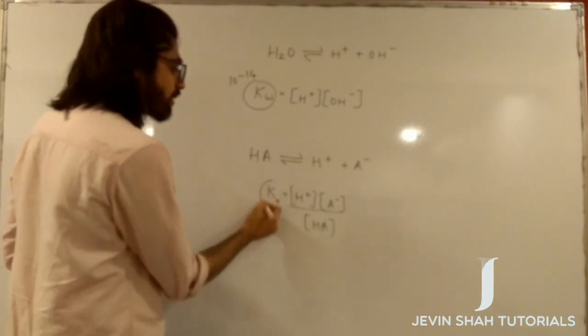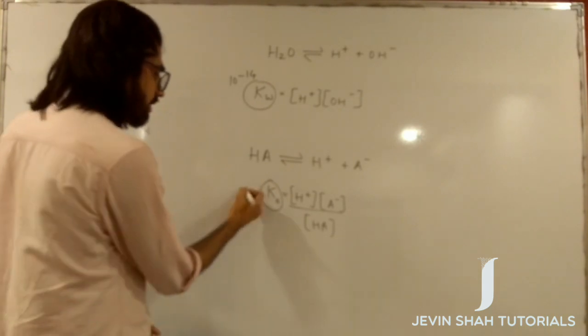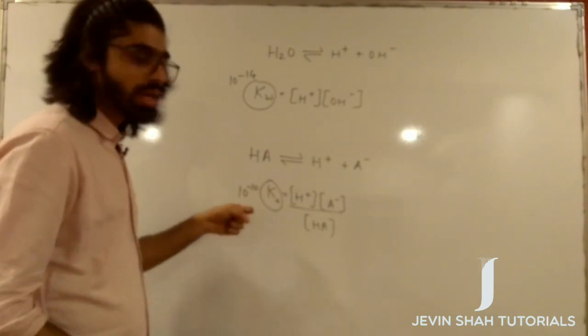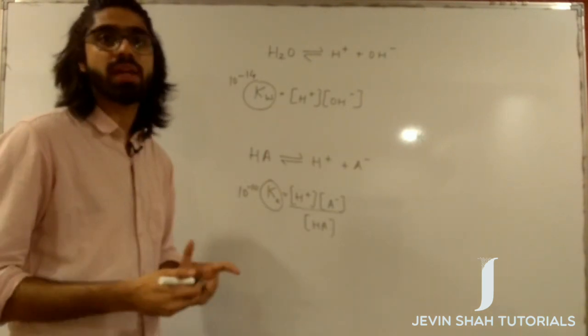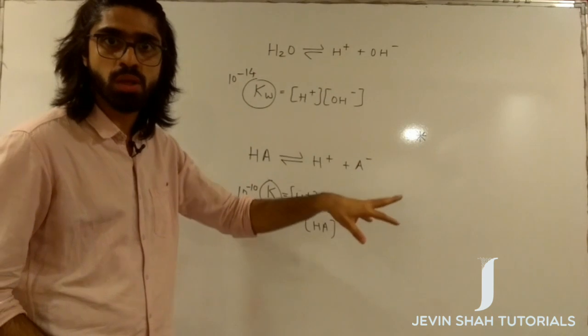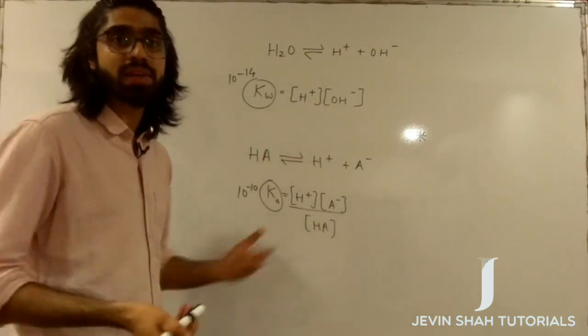And if the Ka value is fixed at something, just randomly take 10 power minus 10, for this acid, then the Ka value will remain 10 power minus 10 for this acid also, no matter whatever else comes in the solution. But now, the terms here will get affected. They will get affected like this.